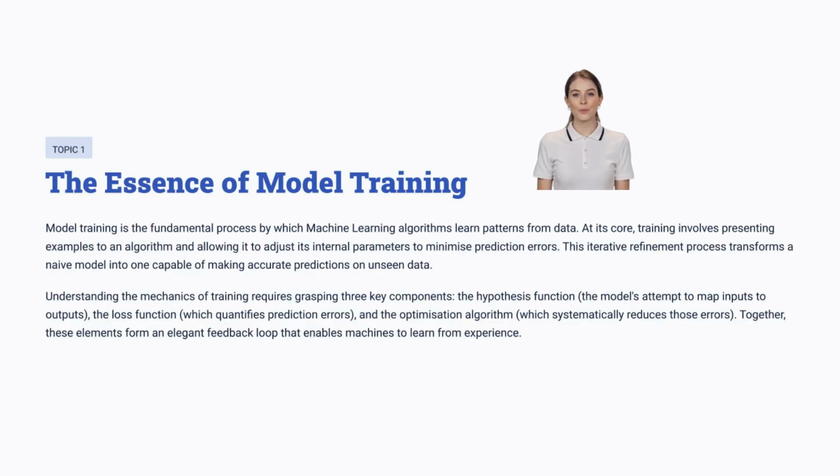Model training is the process where algorithms learn from data by adjusting parameters to minimize errors. It involves the hypothesis function mapping inputs to outputs, the loss function quantifying errors, and the optimization algorithm reducing those errors. This feedback loop refines models, enabling accurate predictions on new data.